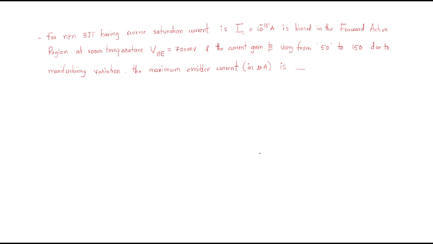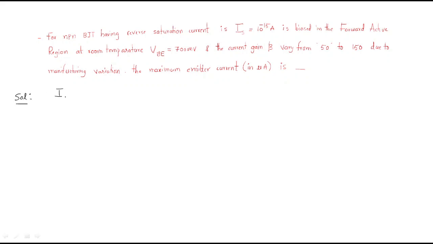Okay, and go for the next problem. Here this is the next problem. The given problem is for an NPN BJT having reverse saturation current IS equal to 10 power minus 15 amperes. So first write the given data.